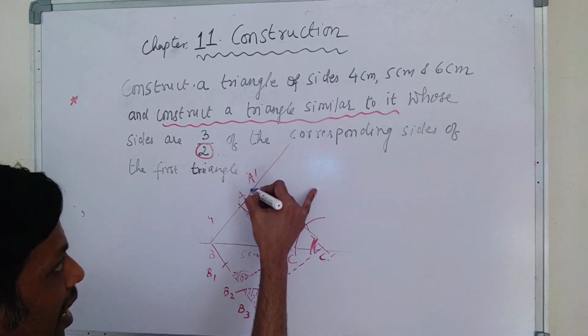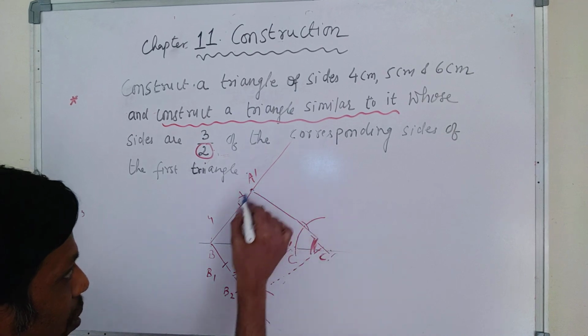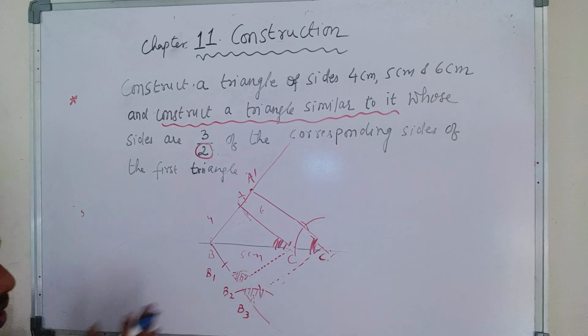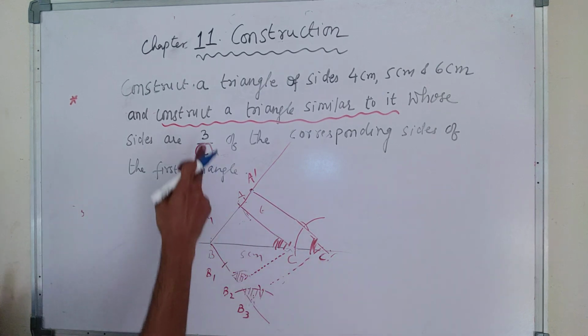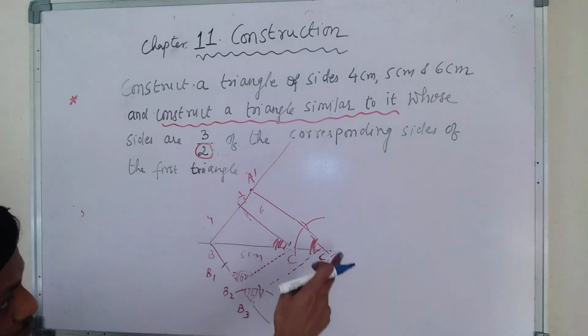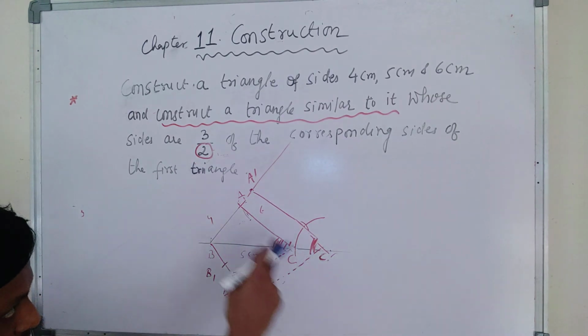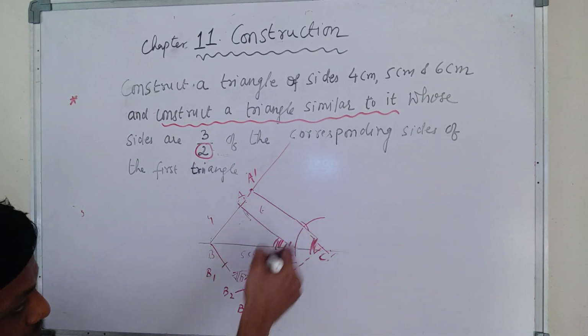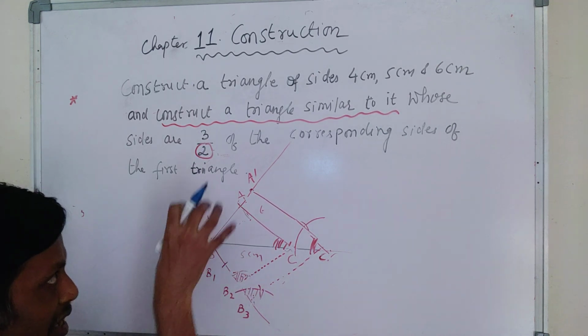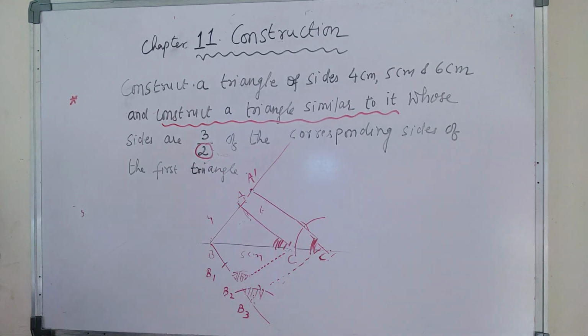So can you see that A dash B C dash is the required triangle similar to triangle ABC. What is the difference between the previous case and this case? Here the scale factor is 3/2. That means the denominator is smaller, so the required triangle is drawn exterior to the given triangle. The bigger triangle which you can see is the required triangle. In the previous case, it was the other way around. If the denominator is greater, then the required triangle will be in the interior of the given triangle. That is the only difference.